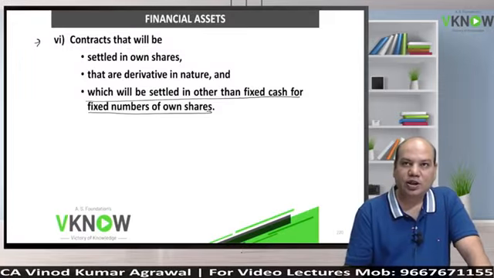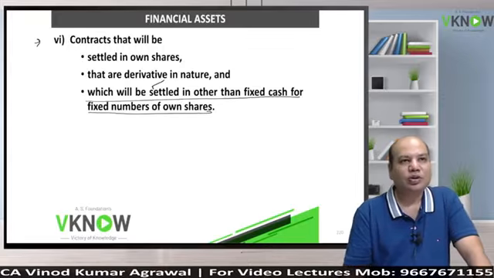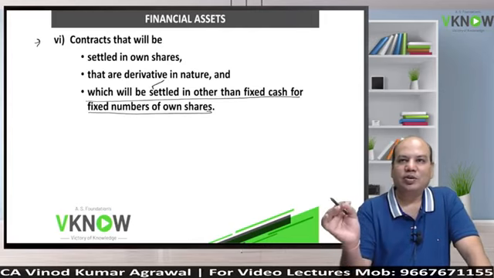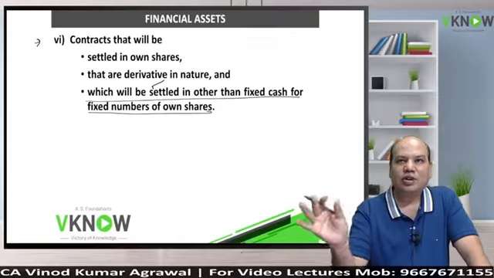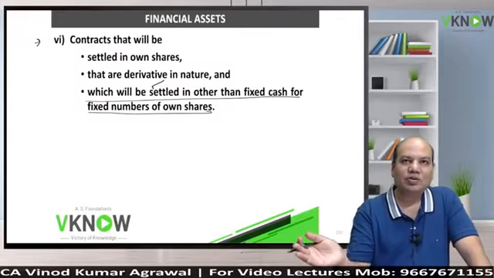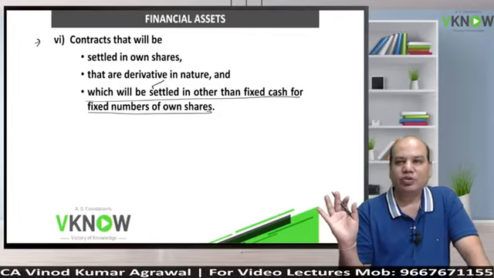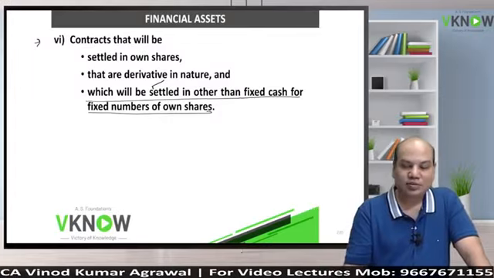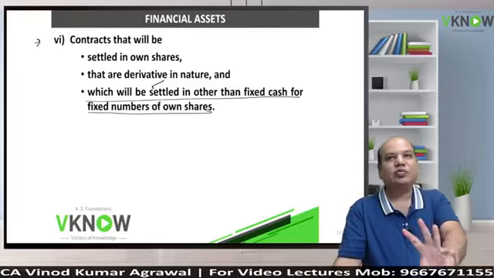It will be settled in future, but not with a fixed amount of cash and a fixed number of shares. Rather, one of 3 possibilities should be there: cash is fixed, number is variable; cash is variable, number is fixed; or both are variable. Then such contracts will be treated as a financial asset. What if it satisfies the fixed for fixed test?